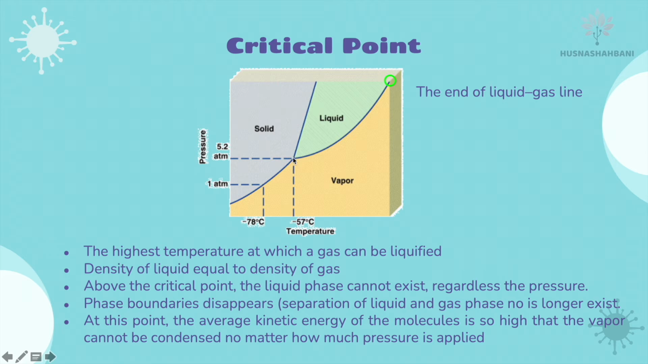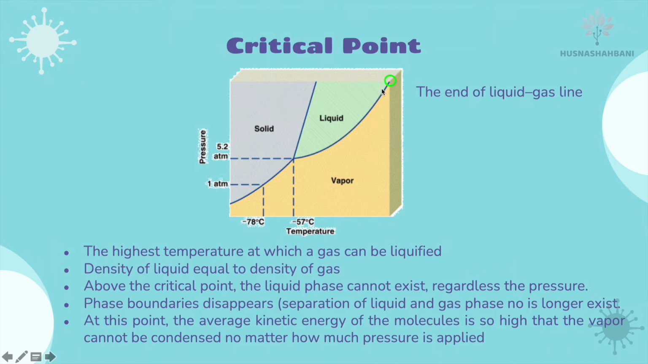Critical point here, triple point. Here is the critical point. Critical point is at the end of the liquid-gas line. So here, liquid-gas line, the boundary between liquid and vapor or liquid and gas. So at the end here, we call it the critical point. It is the highest temperature, so temperature on the x-axis, the highest temperature at which gas can be liquefied. So here, highest temperature, gas can form liquid.